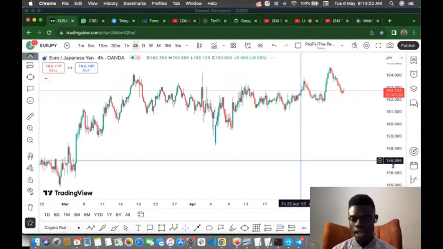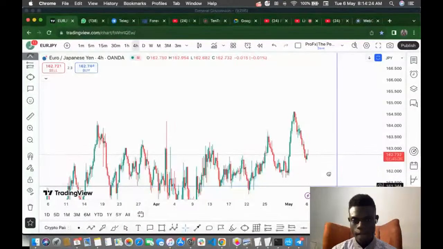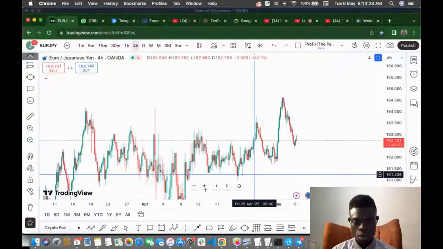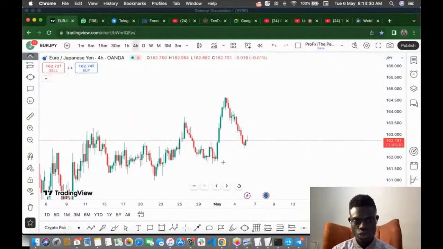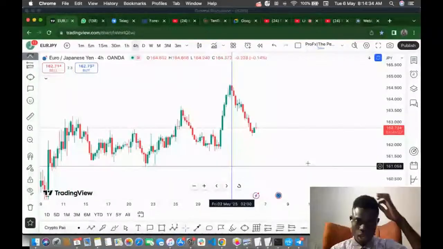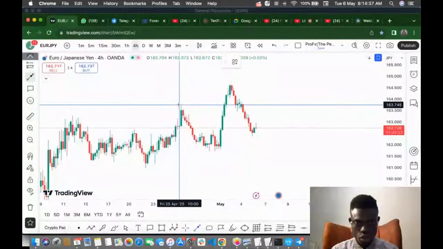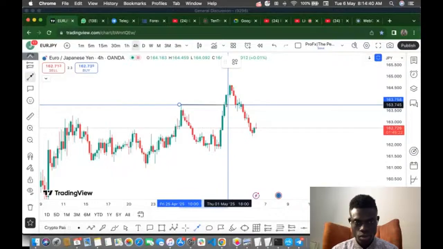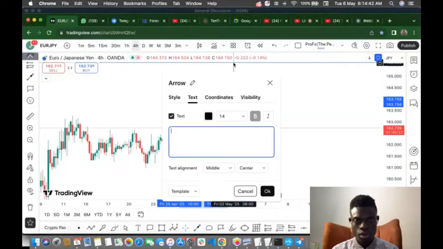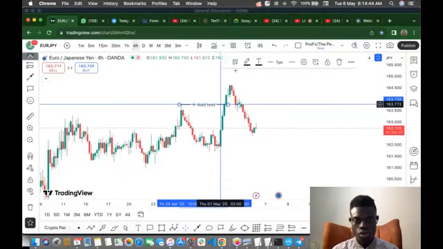So what do we see here? Clear in a glance, we see that we have this break of structure pulling back down. A very massive downtrend, sorry, internal retracement rather, to call it. And what are we seeing? So let's mark it: break of structure.